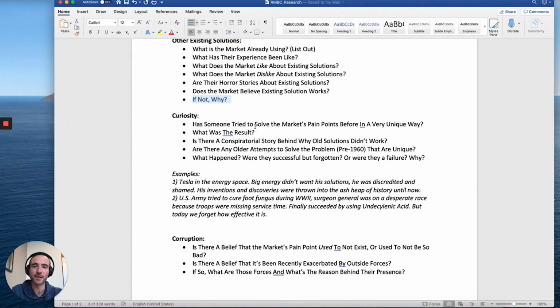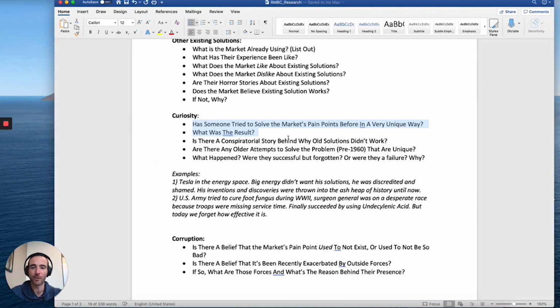So the first question is, has someone tried to solve the market's pain points before in a very unique way? And if they have, what was the result? The reason I love this is it's really a pair of questions. What we really want to find is if there was an attempt in the past to solve the market's pain points, then we can go with this whole idea of a lost discovery that's been rediscovered, or a lost solution that's been rediscovered.